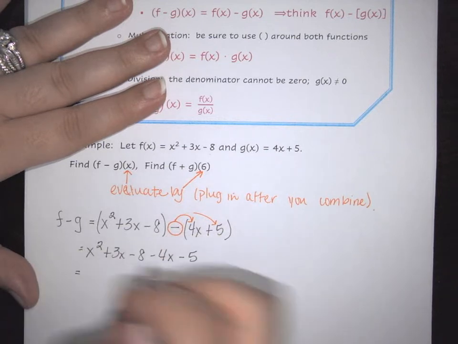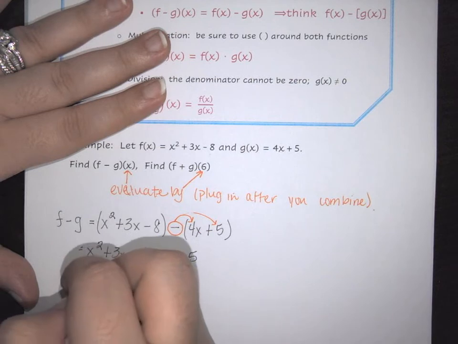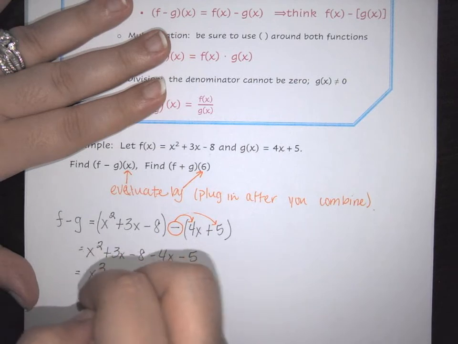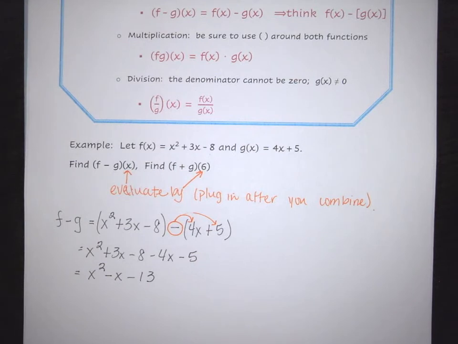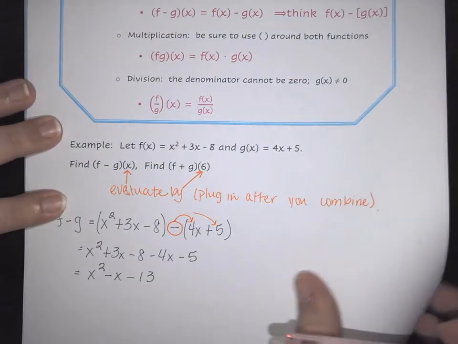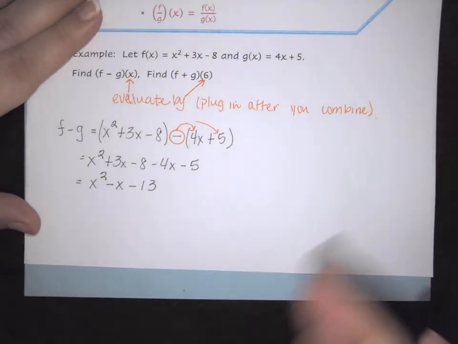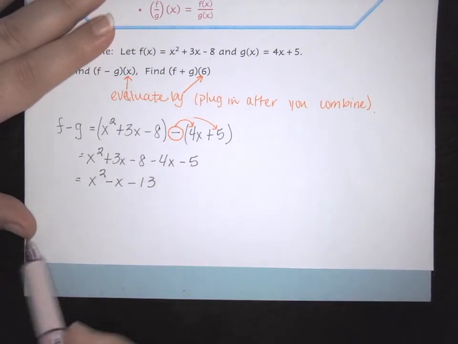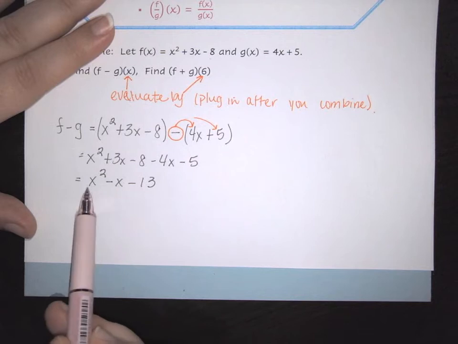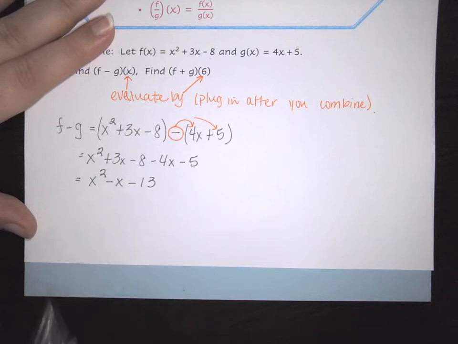Combine it all together, we end up with x squared minus x minus 13. Now that we have found our combined function, the last thing we need to do is go ahead and evaluate. So in this case, we're evaluating by x, so that would mean anywhere you have an x, you plug in x. Thus, we've finished our problem.